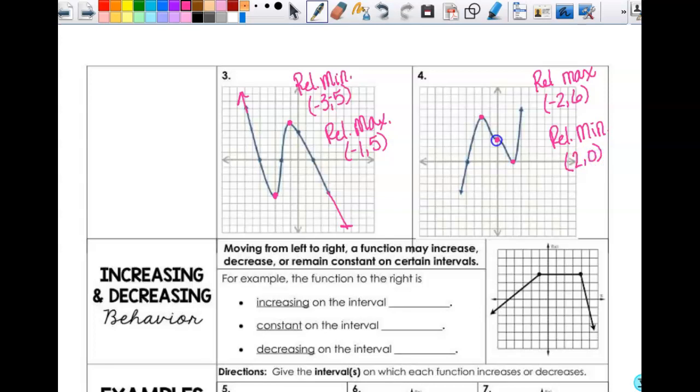And then I have this point. Remember, we changed the shape, but not the direction. It's like what you have in a cubic function. This is called a point of inflection.